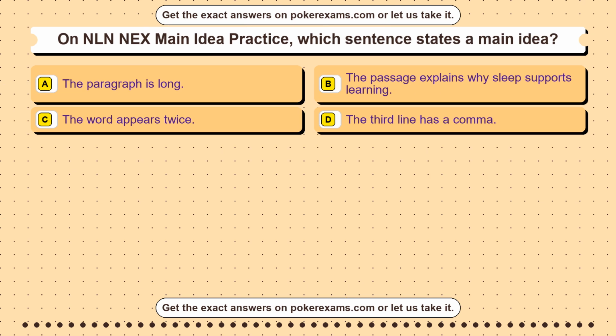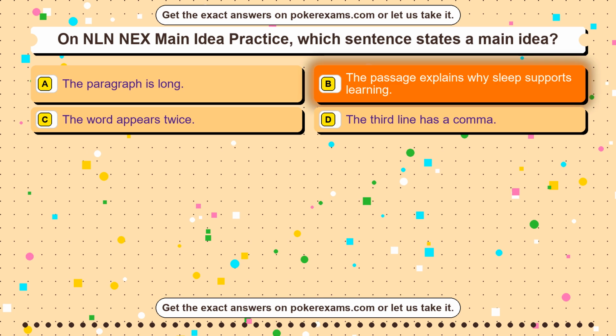Question 4. On Get History practice test, which social studies skill checks whether a source can be trusted? Option A, finding area. Option B, evaluating credibility. Option C, solving equations. Option D, balancing reactions. The correct answer is option B.